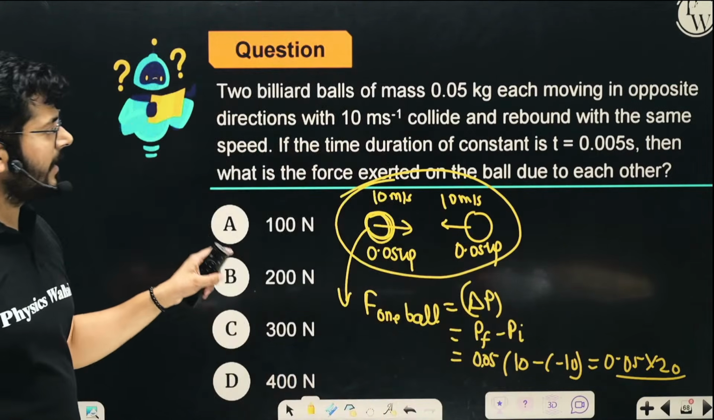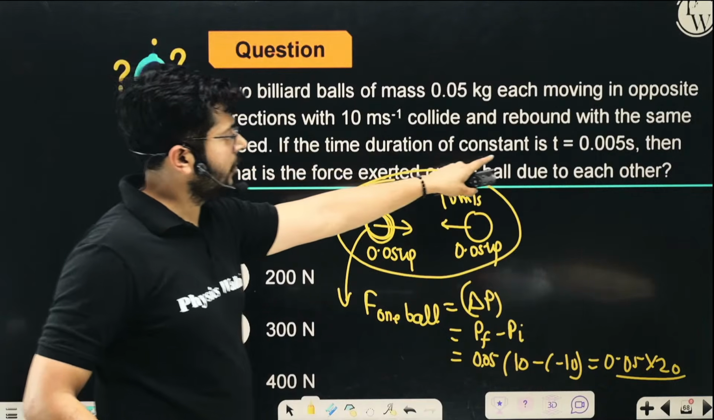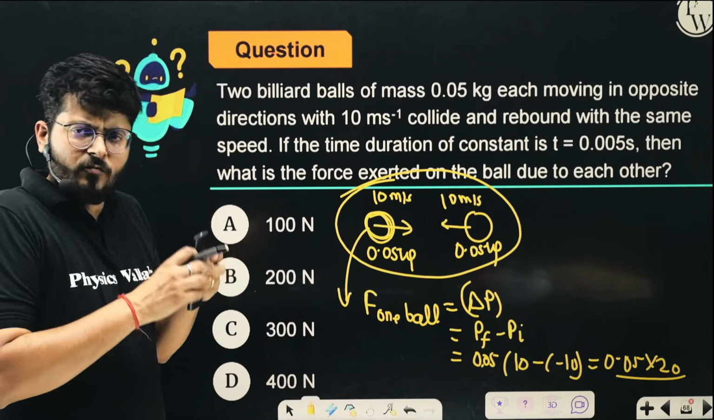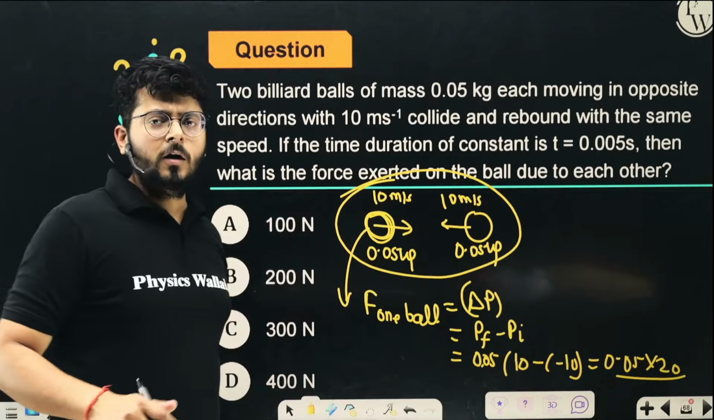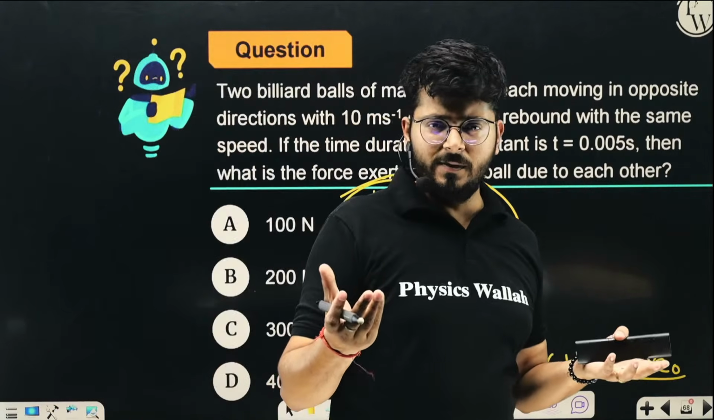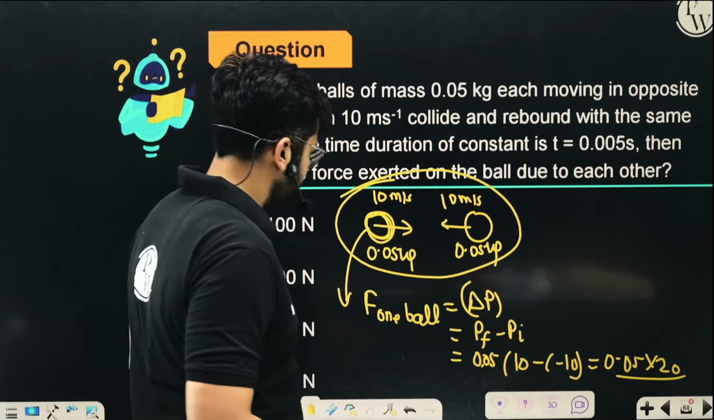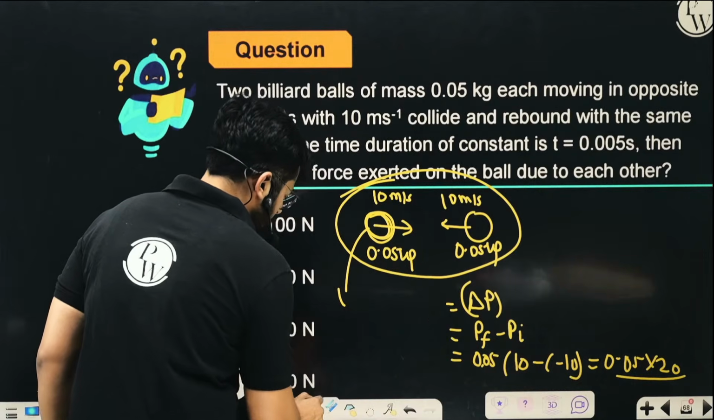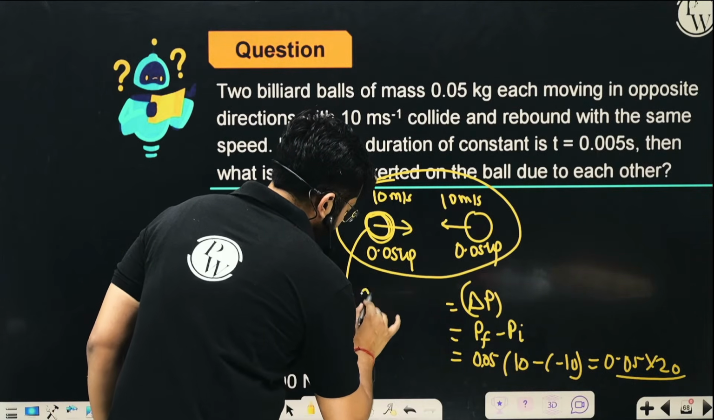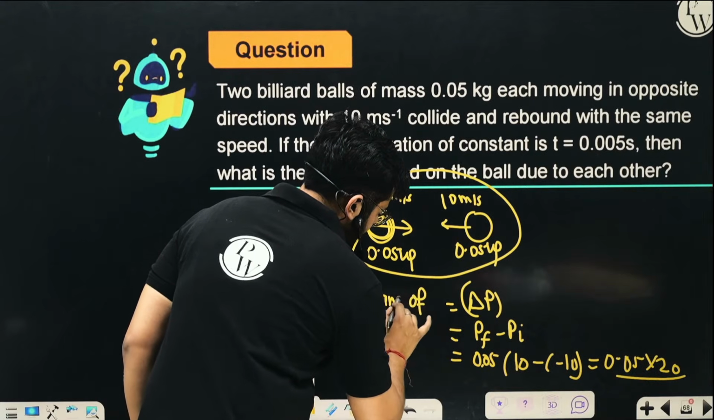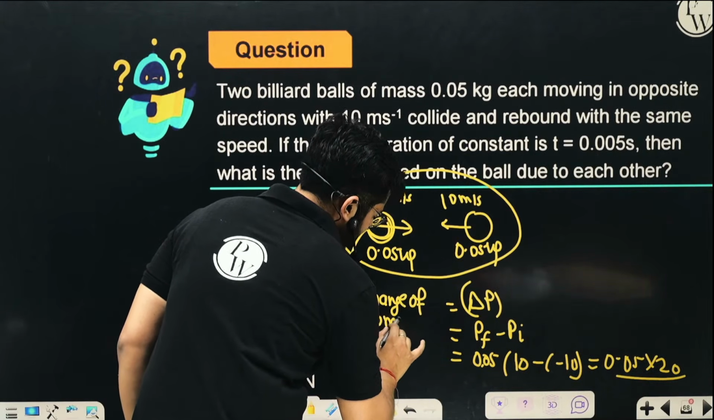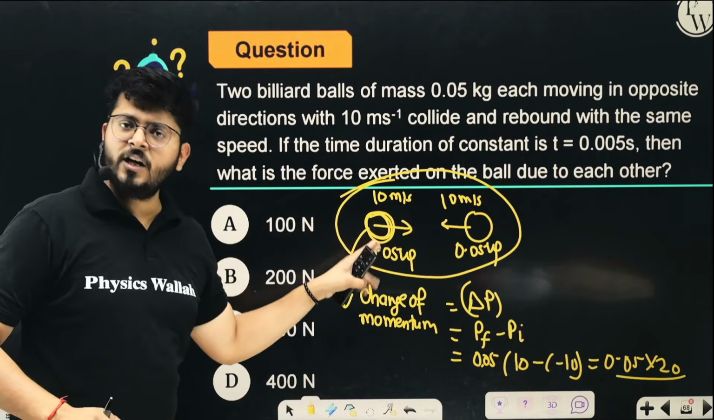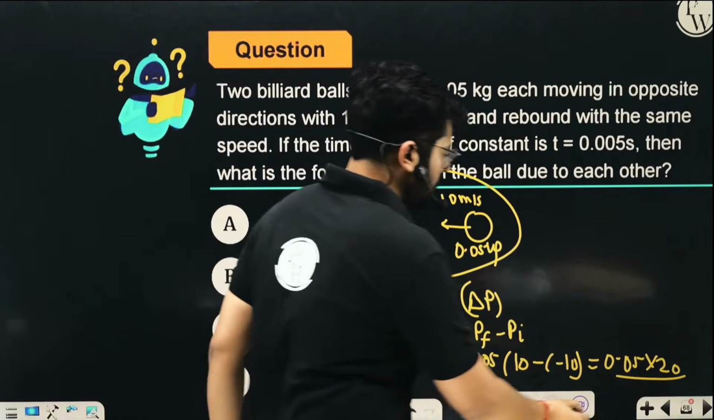But my dear kids, they are also asking: if the time duration of the collision is 0.005 seconds, then what is the force exerted on the ball due to each other? They are talking about the average force basically. Once you have calculated, this is not the force acting on the ball. This is the change of momentum, sorry. This is the change of momentum of a ball. Yeah, so this is one little mistake I had made. We have calculated the change of momentum of one ball. Now we will calculate the force on that ball.